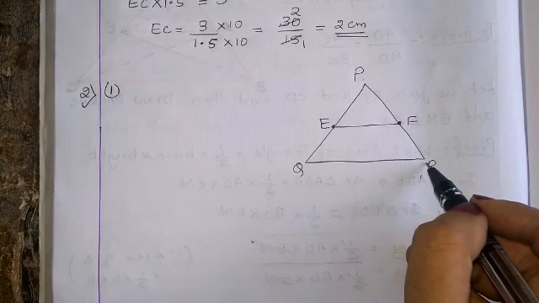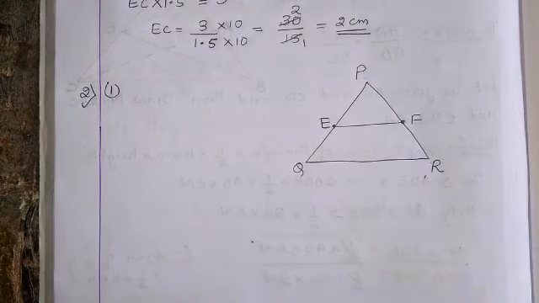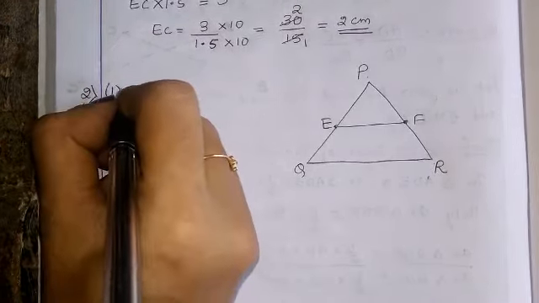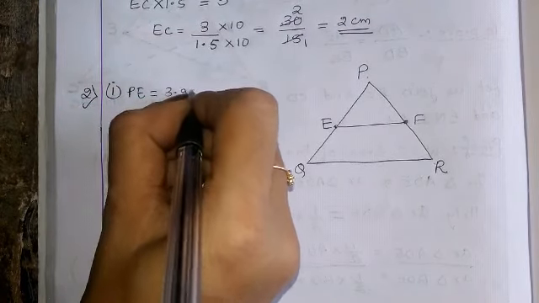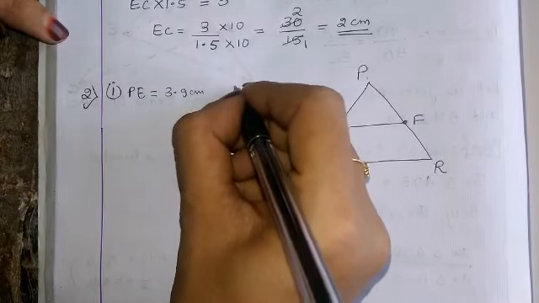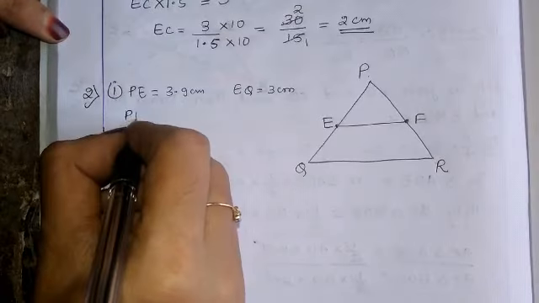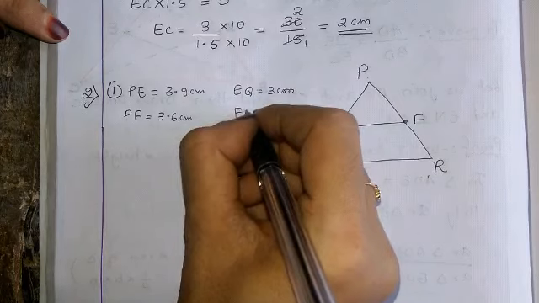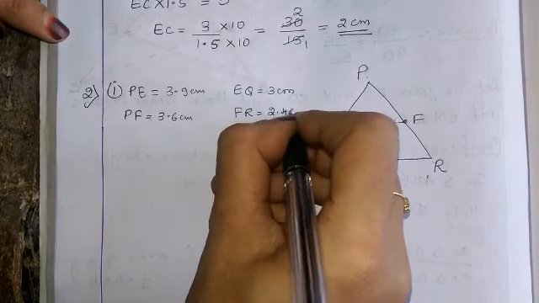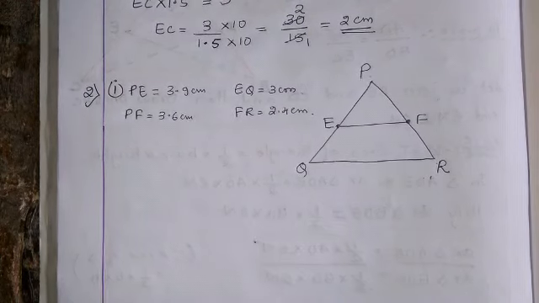So now, based on the question, we have to prove whether it is parallel or not. Okay, first question. PE is equal to 3.9 centimeter. EQ is equal to 3 centimeter. PF is equal to 3.6 centimeter and FR is equal to 2.4 centimeter. These are the values they have given. Now they have told us to prove whether it is parallel or not.